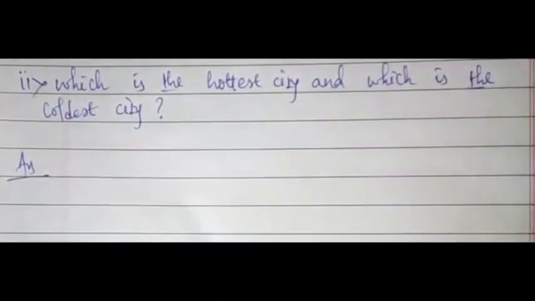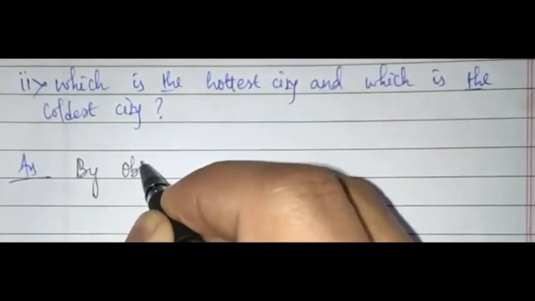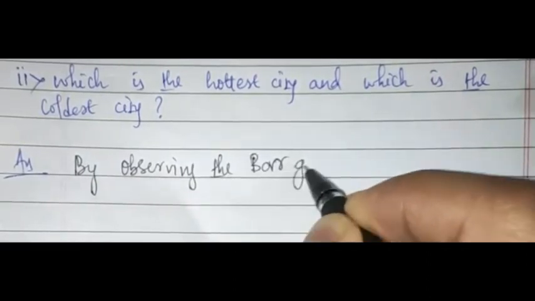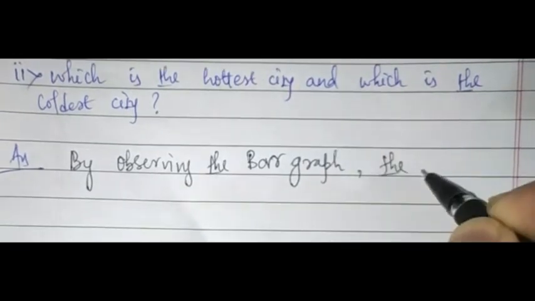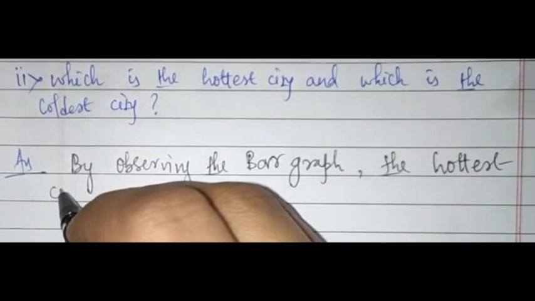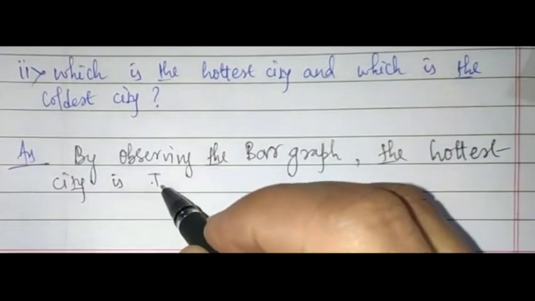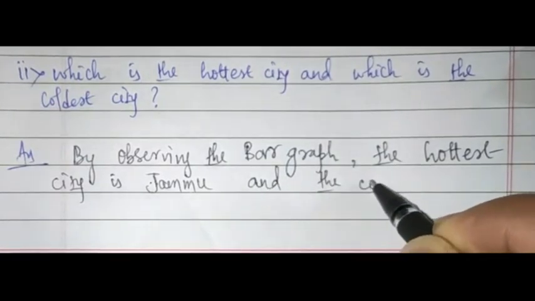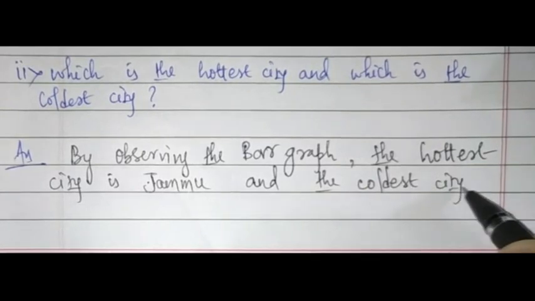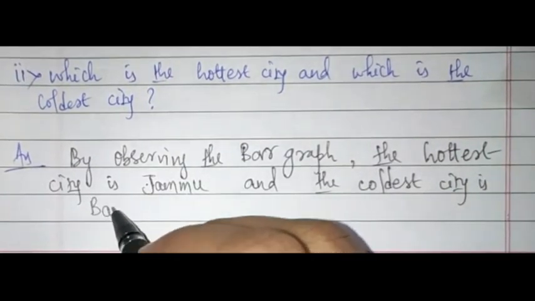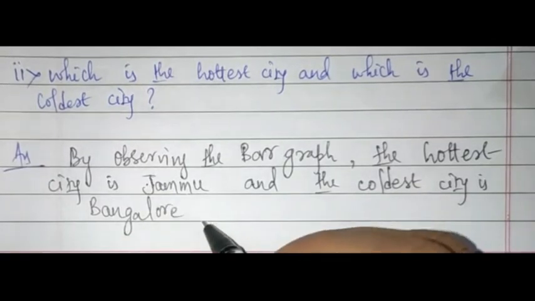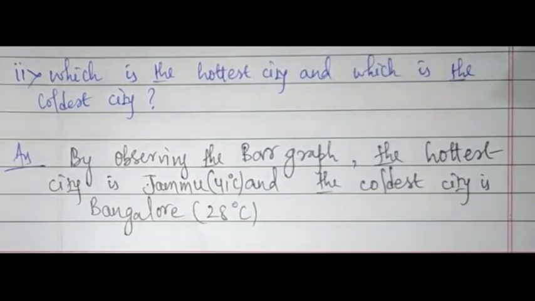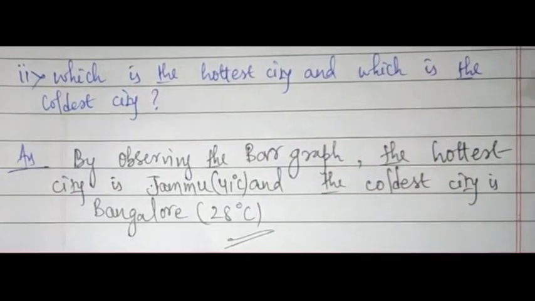So by observing the bar graph, the hottest city is Jammu and the coldest city is Bangalore, right? Which is 28 degrees Celsius here, and in case of Jammu it is 41 degrees Celsius. Alright, we can write it like this. So let us proceed to the next question.